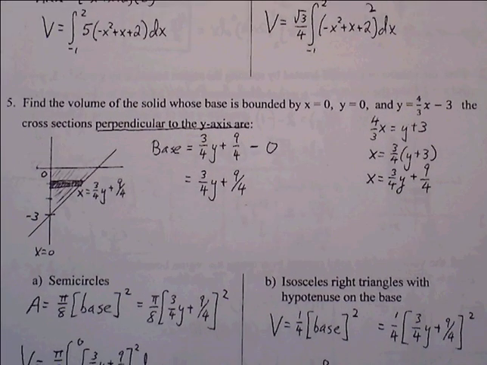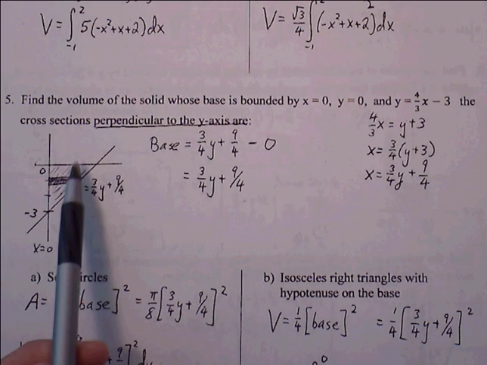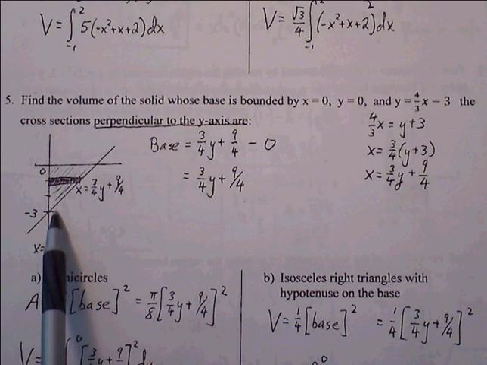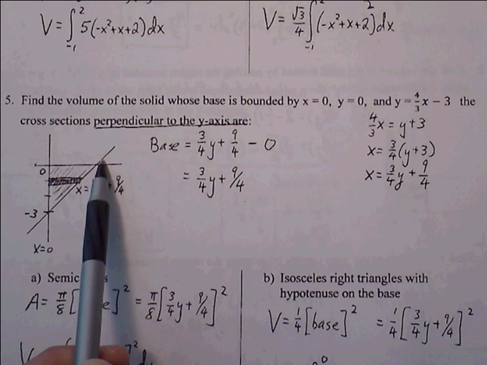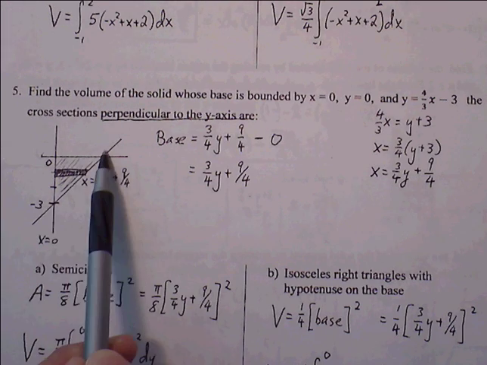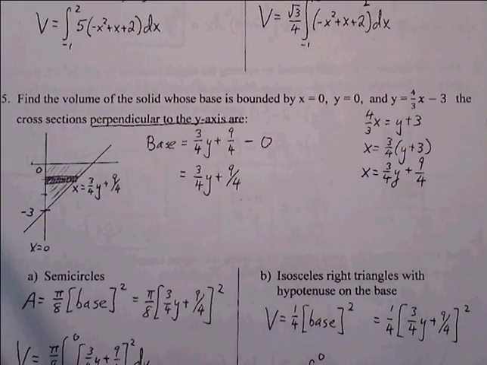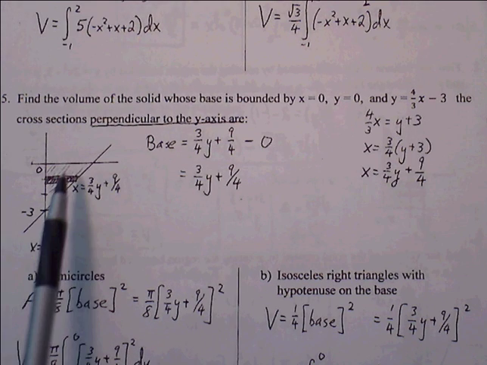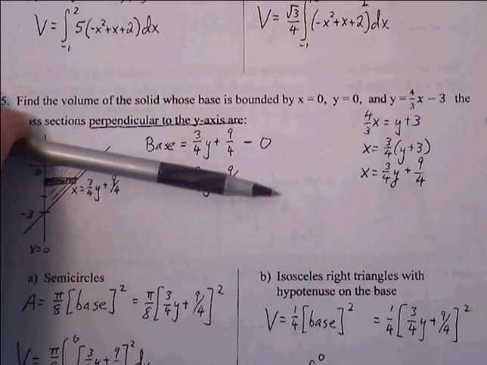Number 5: find the volume of the solid whose base is bounded by x equals 0. So here's x equals 0, that's the vertical y-axis. Y equals 0, that's the x-axis. And y equals 4/3 x minus 3, that's this linear graph here. We're looking for cross sections that are perpendicular to the y-axis. The y-axis is vertical, so perpendicular must be horizontal.